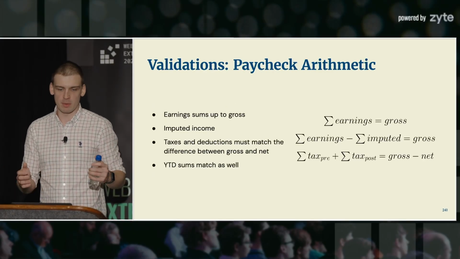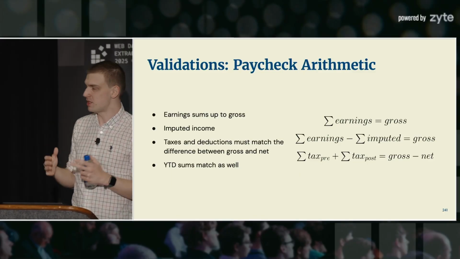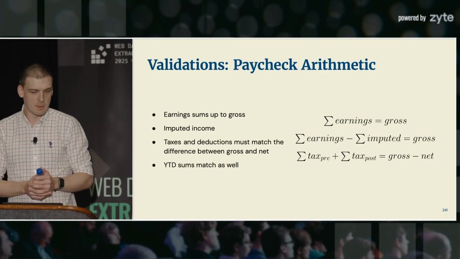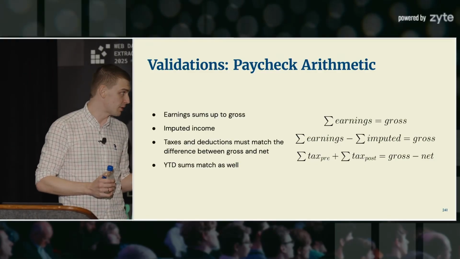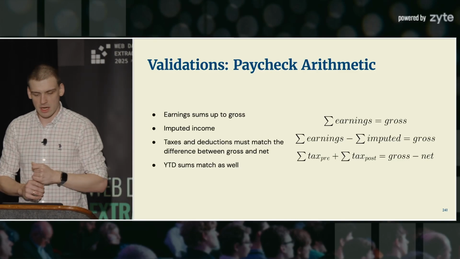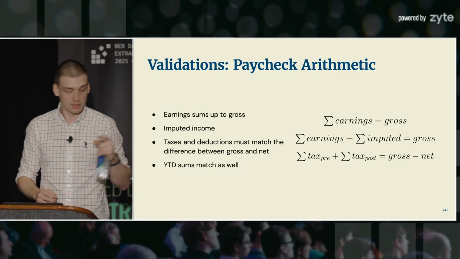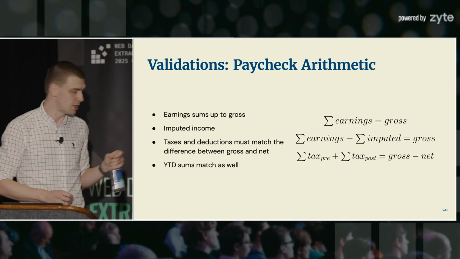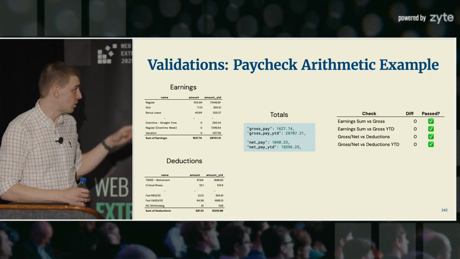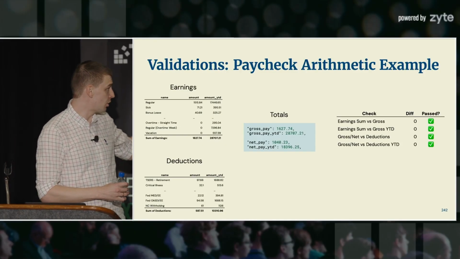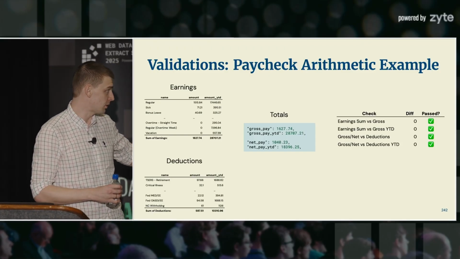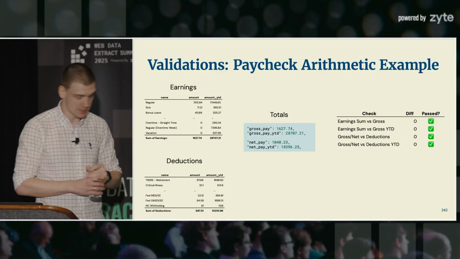Next, my favorite part, validations on arithmetic in individual paychecks. Earnings must sum to gross, obviously, but there could also be an imputed income that should be subtracted from the gross. Taxes and deductions must reconcile gross and net, and all the same rules apply to year-to-date values as well. In this example, everything reconciles on line level. You can see that earnings and deductions sums match the parsed totals, so all of our checks passed.